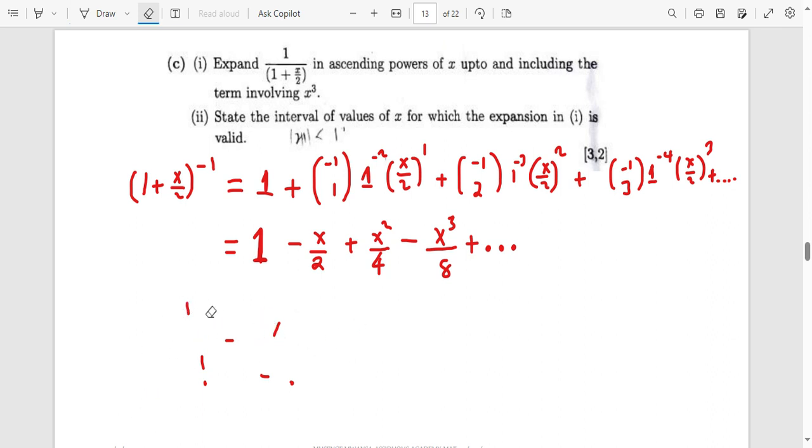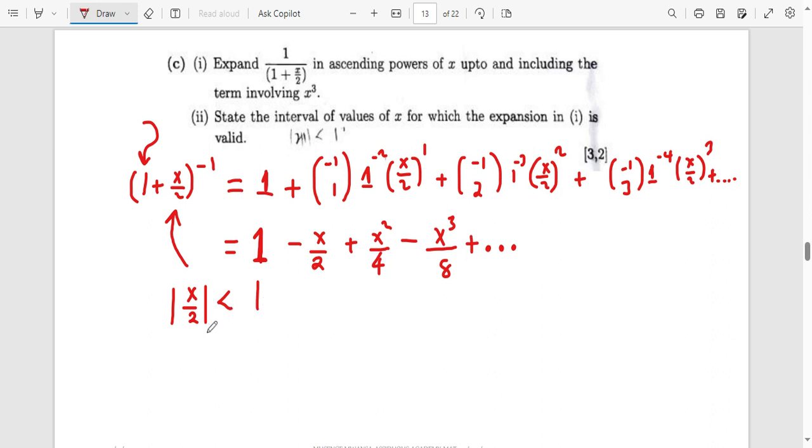Part 2 is saying state the interval of which the expansion in 1 is valid. Every time you are talking about interval for which the expansion is valid, you always get what is here, which has got an x here. So the absolute value of that number, x over 2, should always be smaller than the number that is here, okay, than 1.